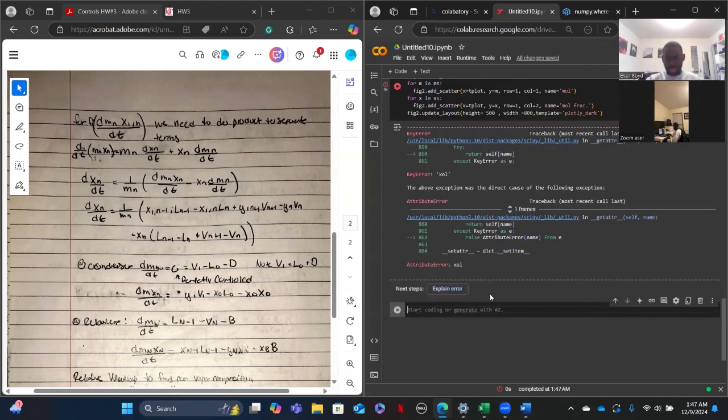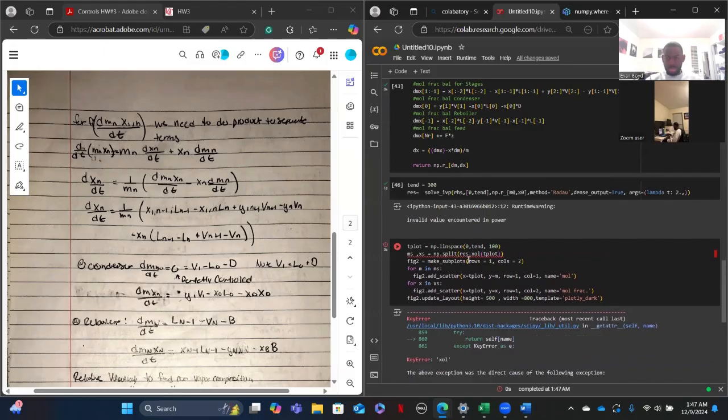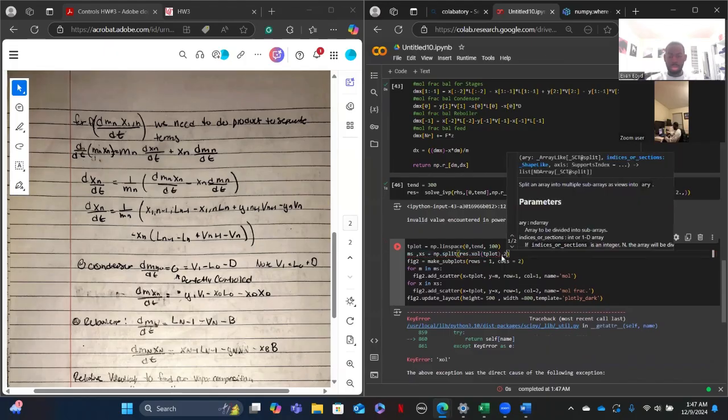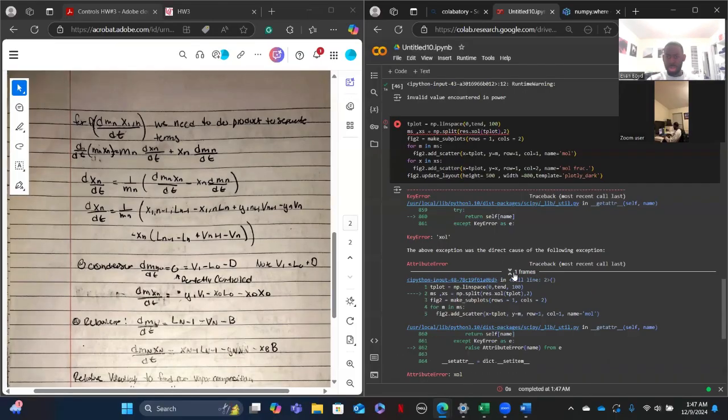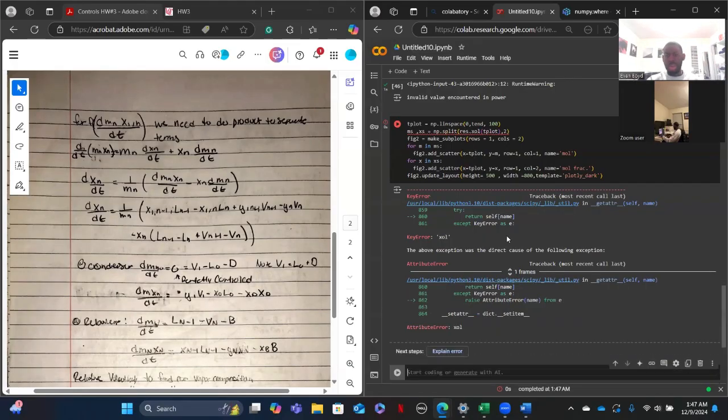Okay. Oh, I forgot to put this. Got the two. The above exception was the direct cause of the following exceptions. Huh? I've never seen this error before.